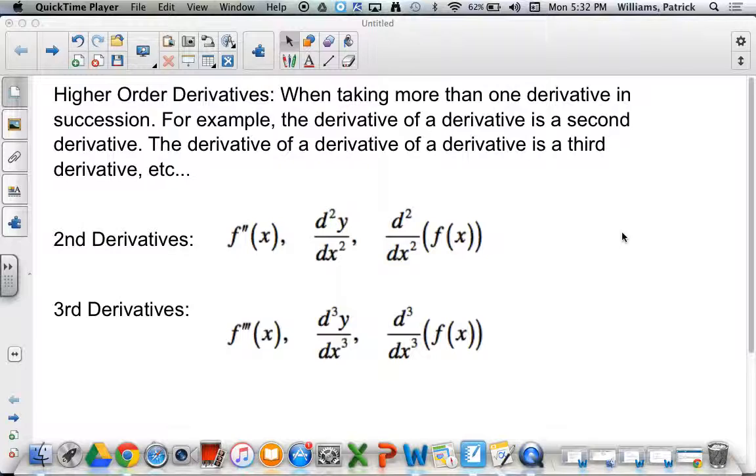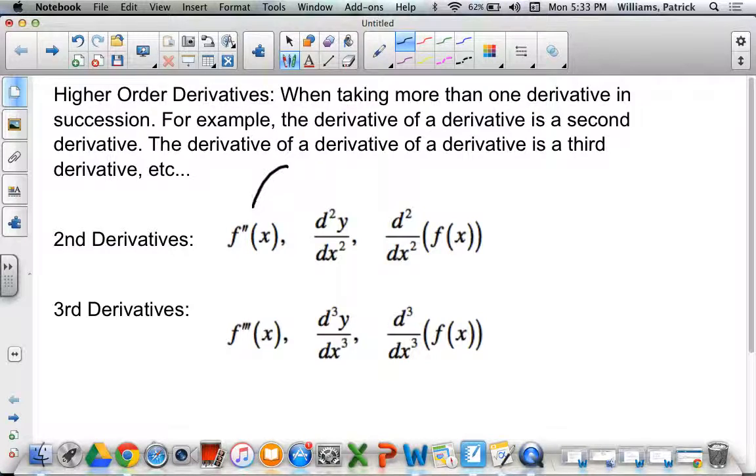The derivative of a derivative of a derivative would be the third derivative, and you can just keep on going out. Some functions have an infinite amount of derivatives. Some have a certain amount of derivatives until they just hit zero. But when we describe derivatives, there's a couple ways we can do that.